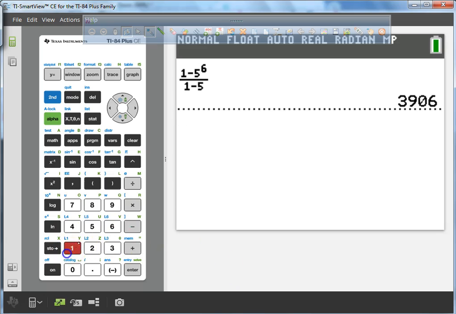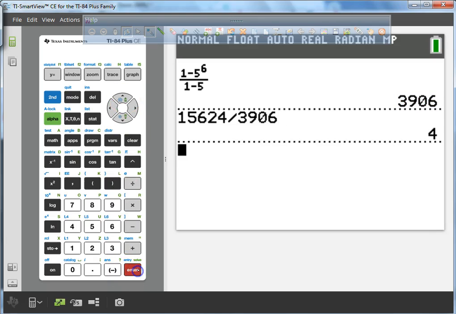So 15,624 divided by this gives us our first term, which is 4.